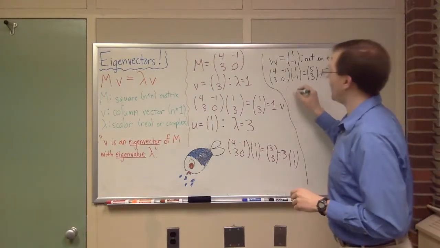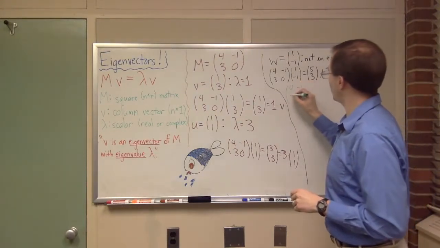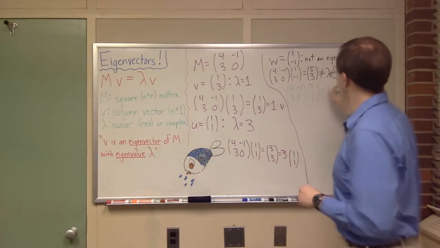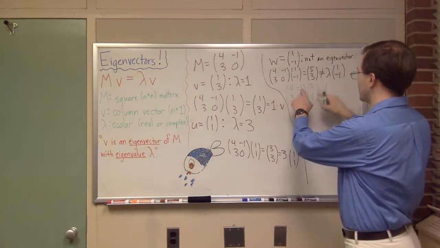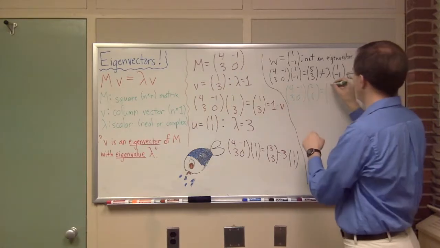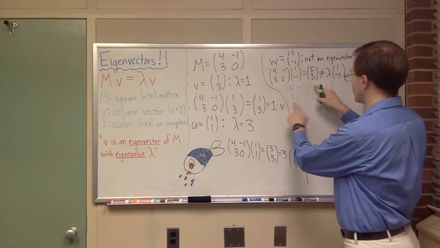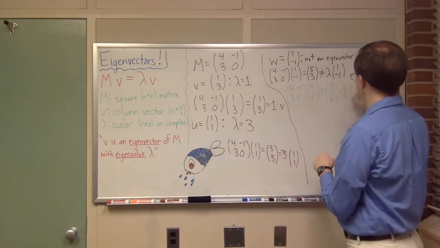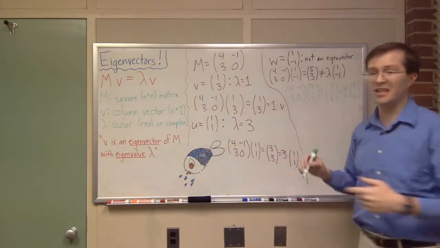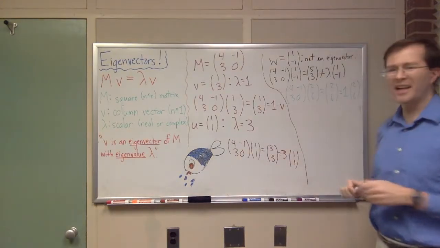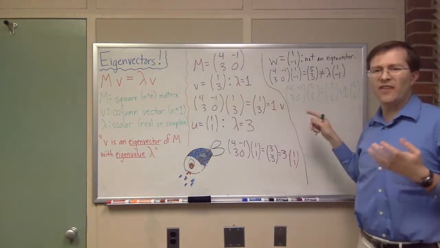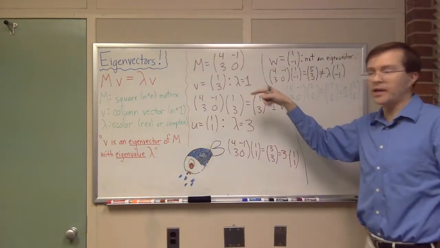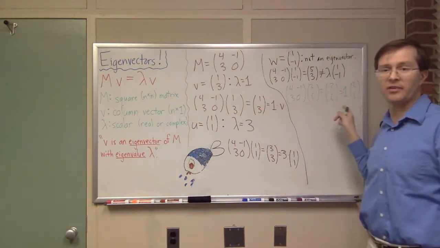Let's look. 4, minus 1, 3, 0 times the vector 2, 6 will give me 4 times 2 is 8, minus 6 is 2, 3 times 2 is 6, plus 0 is 6. That's 1 times 2, 6. So it's got the eigenvalue 1 again. And again, you can see it's the same thing. In fact, any multiple of the vector 1, 3 will have the same eigenvalue 1.